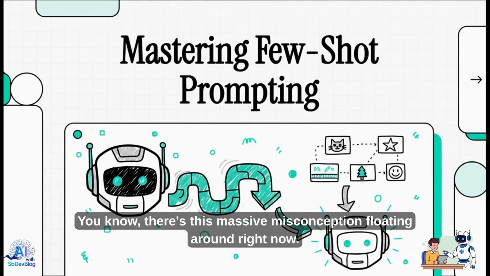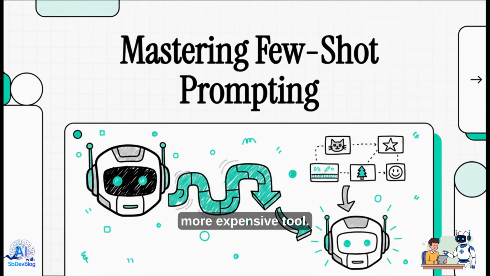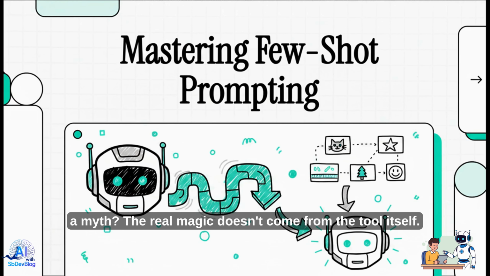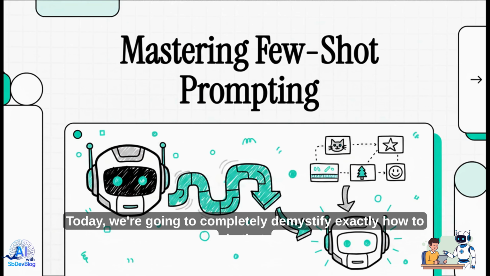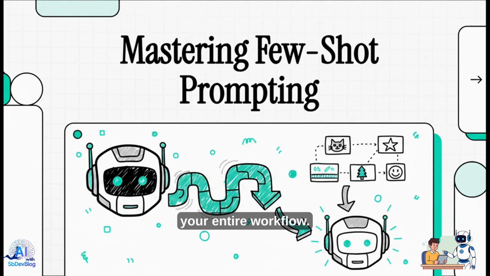There's this massive misconception floating around right now. People actually think that to get better AI results, you just got to go out and buy a newer, more expensive tool. But what if I told you that is absolutely 100% a myth? The real magic doesn't come from the tool itself. No, it comes from how you train it using examples. Today, we're going to completely demystify exactly how to do that, and I promise you this one technique is going to immediately streamline your entire workflow.